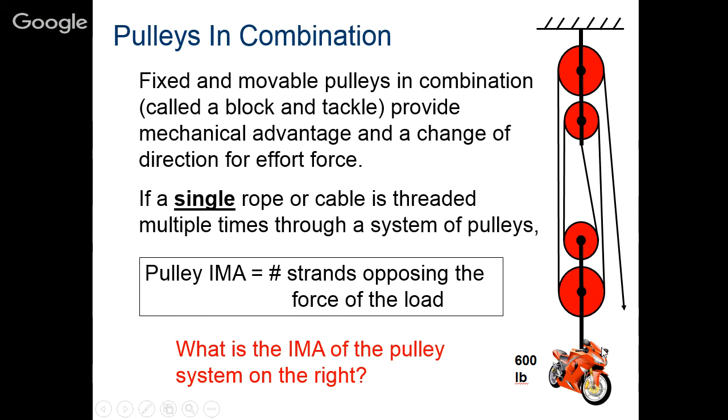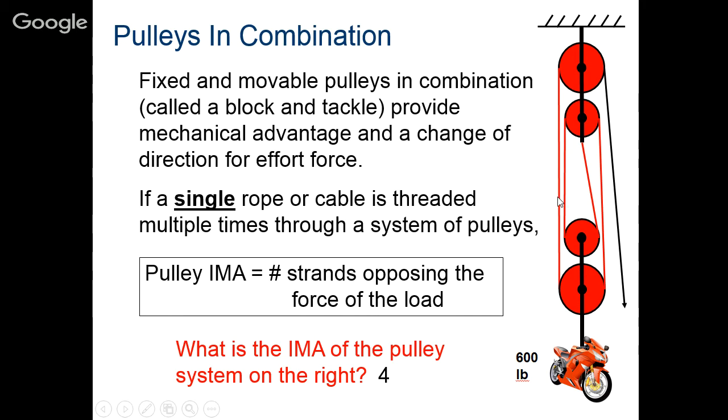So the force of the load is down. Okay, gravity gives that load a force downward toward the center of the earth. We are also pulling on this one down. So if we think about that, should we count that strand? Is it opposing the force of the load? Is it, in this case, going up? And we would say no. So we would not count this strand for the number of strands opposing the force of the load. But all these other ones are 1, 2, 3, 4 strands opposing, going upward, the force of the load. Therefore, we have an ideal mechanical advantage of 4.